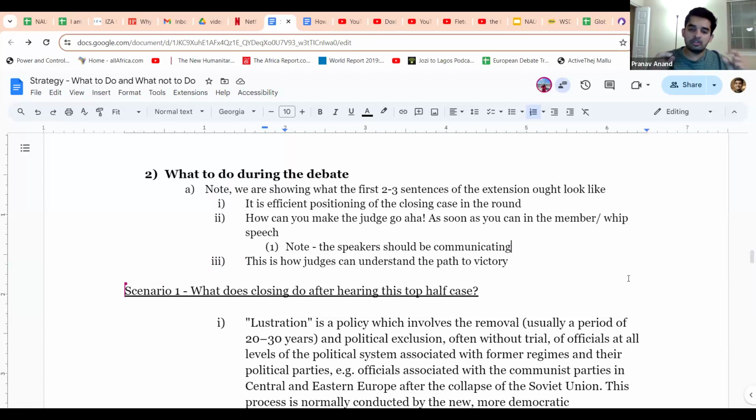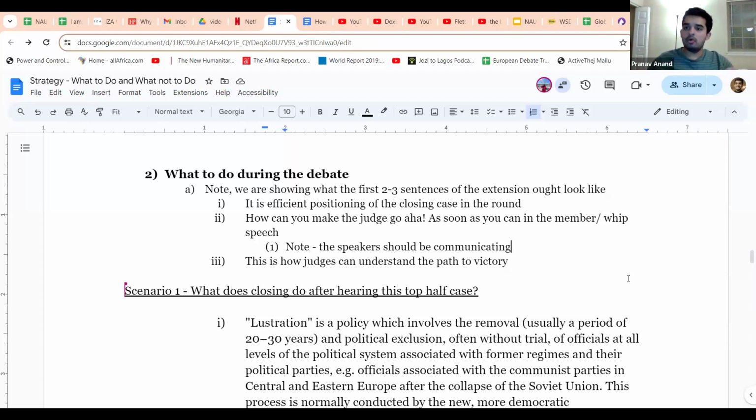Think of the first 20 to 30 seconds as the pitch you're making to the judge. I am pitching you why you ought to credit us to win, why you ought to make us win. Notice the difference between how many other speakers do it. Often they'll start their speech in a less than efficient way, something like, OG says this, OO says this, let's do some rebuttal. I have 3 pieces of thing I want to say. I want to do this. This is not great, right?